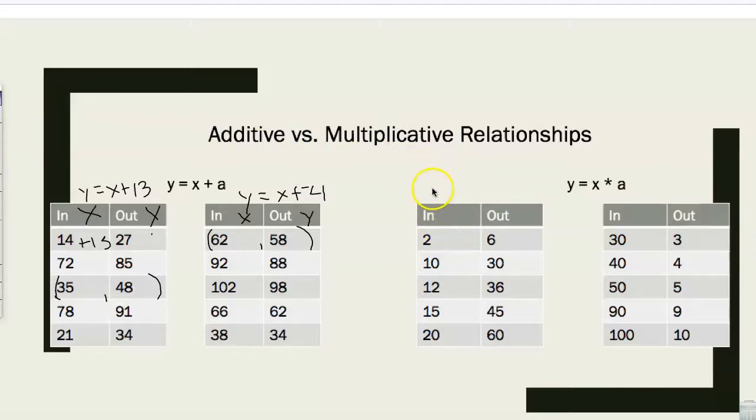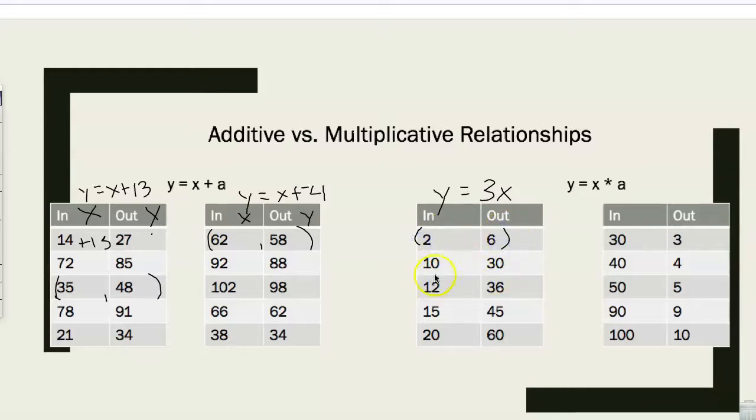So what else is happening? I'm putting in a 2 and I'm getting out a 6. So what about this? Would that work? 2 times 3 is 6. 10 times 3 is 30. 12 times 3 is 36. It works. And remember, when we have a number next to a variable, we don't have to put in a dot right there. That implies multiplication. Okay, so I have a multiplicative relationship, and these are my ordered pairs.